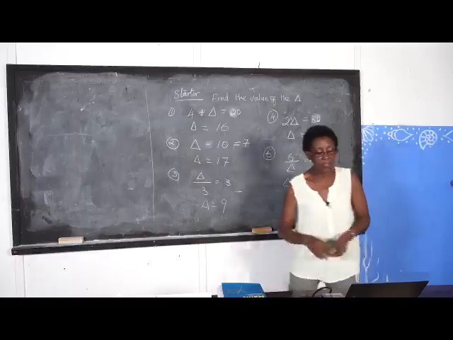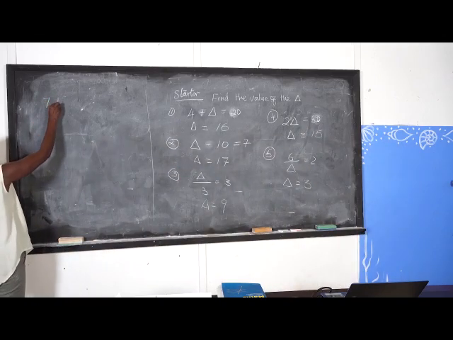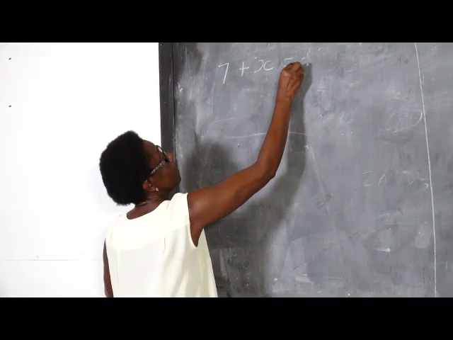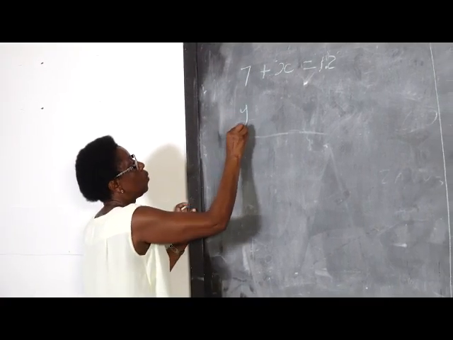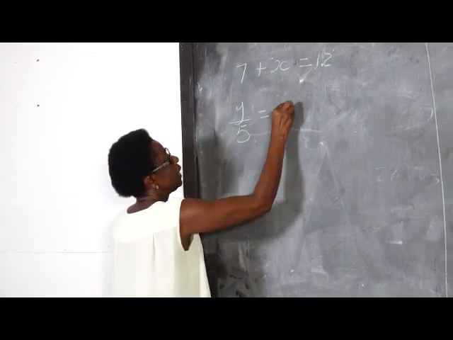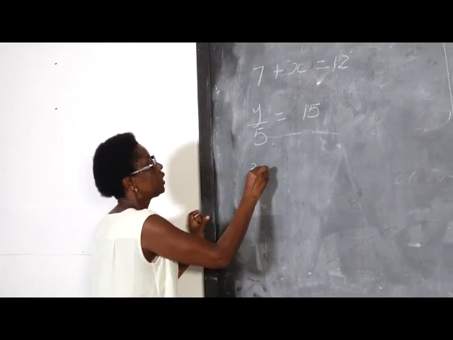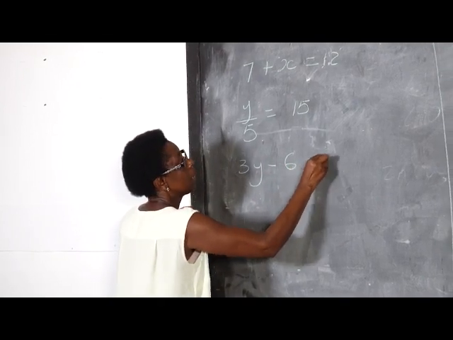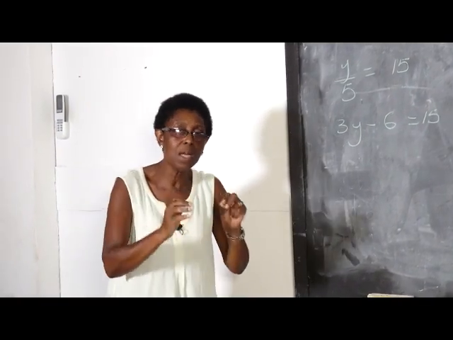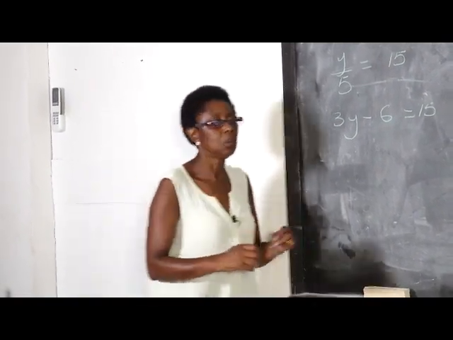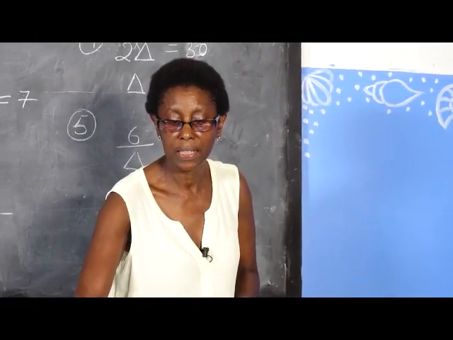Now, just to give you an example of linear equations, so you're aware, we've got 7 plus x equals 12. That's a linear equation. We've got y divided by 5 equals 15. Another linear equation. One more. We've got 3y take away 6 equals 15. All these are linear equations because you're going to get only one answer. Okay? So get ready. We're going to work on a few examples.